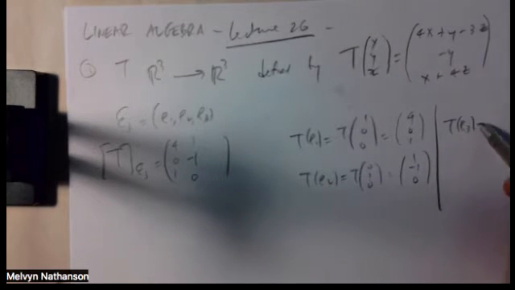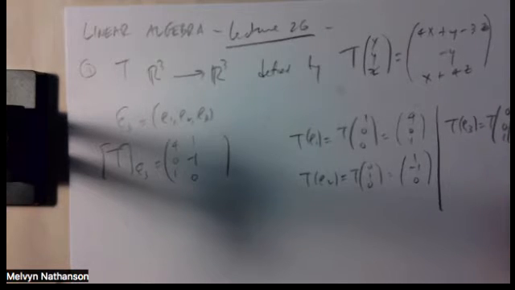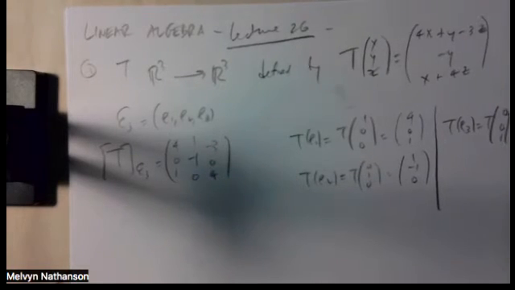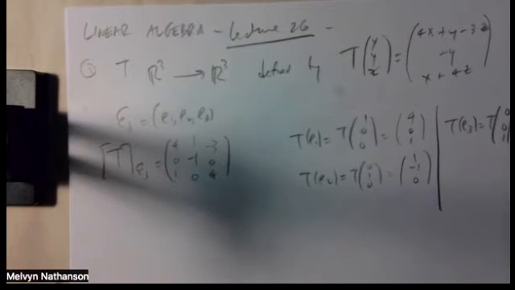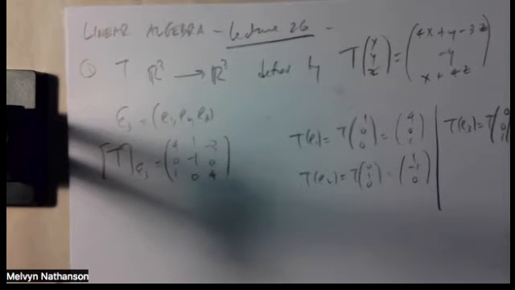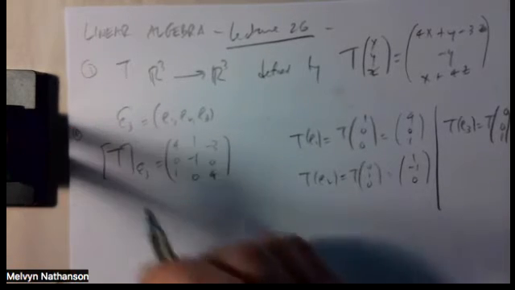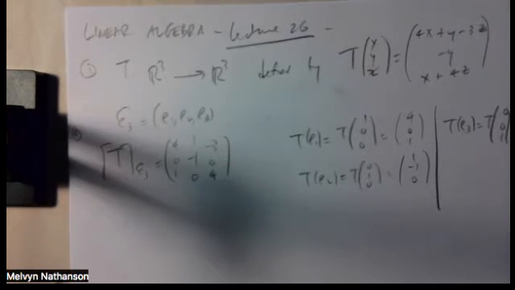And T of E3, which is T of the vector 0, 0, 1, when z is 1 and the other coordinates are 0, you get minus 3, 0, 4. So that's the third column of the matrix. So that's the matrix of T with respect to the vectors in the standard basis. That's part A. Any questions about this?